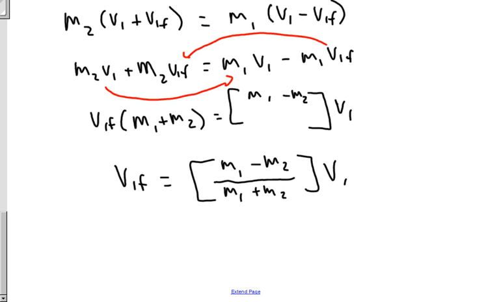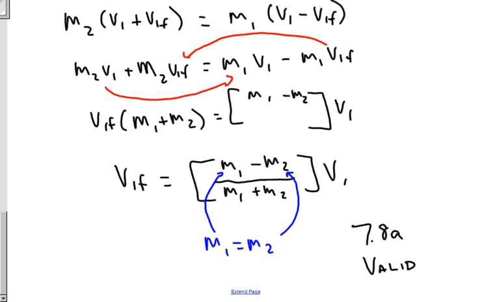And we see that this works because in an elastic collision, if two objects are colliding that have the same mass, we should get our first object, our moving object, to stop. And if m1 equals m2, then we see that this term up here gives us a 0. So the second object gets all of the velocity, the first object comes to rest. Again, this is equation 7.8a from your textbook, and this is now a valid and useful equation.